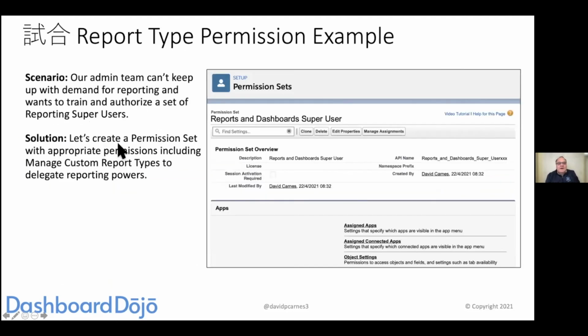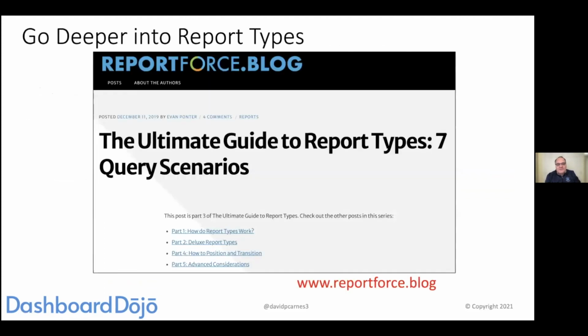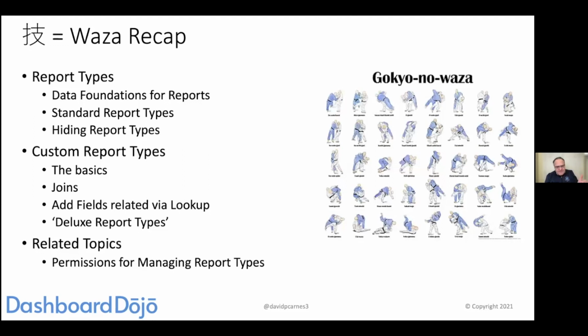All right, so I mentioned the Reportforce blog. Just as a recap for today, we've talked about the standard report types, how to hide them, sort of special things about each of the standard report types. Some of those special things you can't do any other way. So this is one of the reasons why I do think it's good to explore and really just try to make the most use. We've got to beg, borrow, and steal to get done what we need to get done.